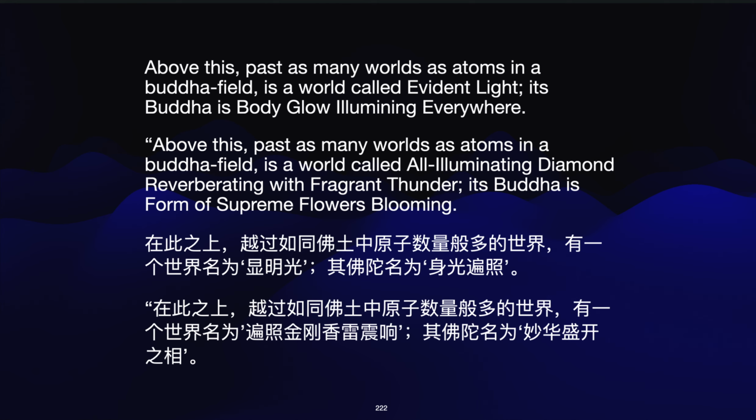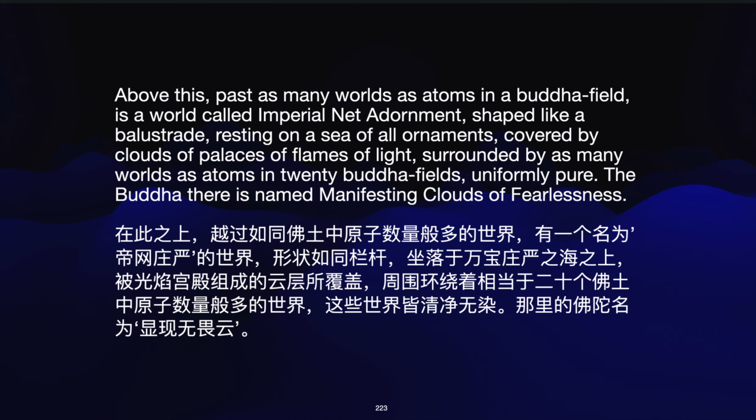Above this, past as many worlds as atoms in a Buddha field, is a world called all-illuminating diamond reverberating with fragrant thunder. Its Buddha is form of supreme flowers blooming. Above this, past as many worlds as atoms in a Buddha field, is a world called imperial net adornment, shaped like a balustrade, resting on a sea of all adornments, covered by clouds of palaces of flames of light, surrounded by as many worlds as atoms in 20 Buddha fields, uniformly pure. The Buddha there is named manifesting clouds of fearlessness.